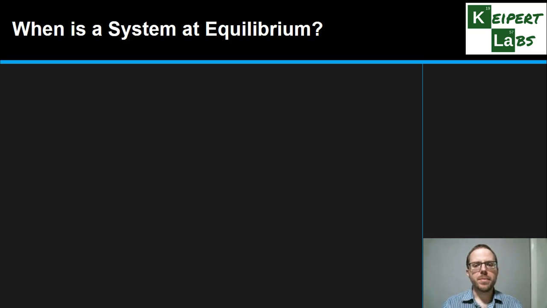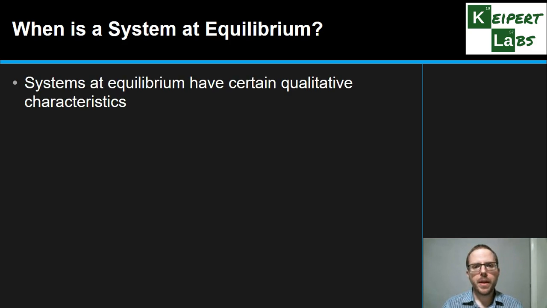So when is a system at equilibrium? We've looked in the past at what it means for a system to be at equilibrium, remembering that they have certain qualitative characteristics: there are no macroscopic changes, the rates of forward and reverse reactions are equal and non-zero, and so it is a dynamic equilibrium. But there's no change in concentration once we've established that point.